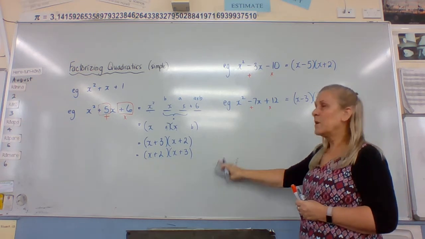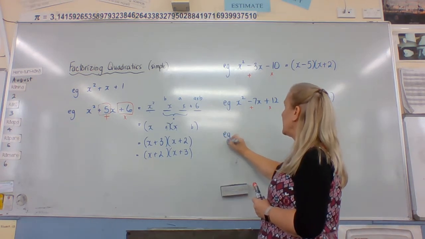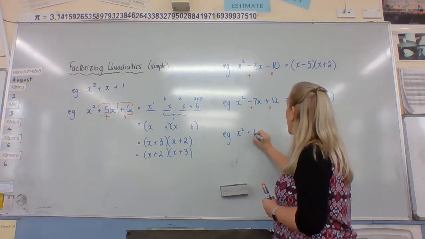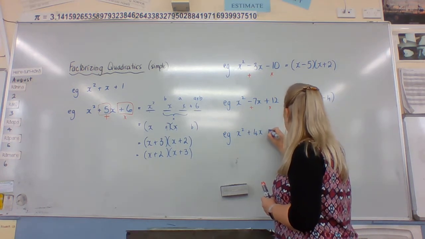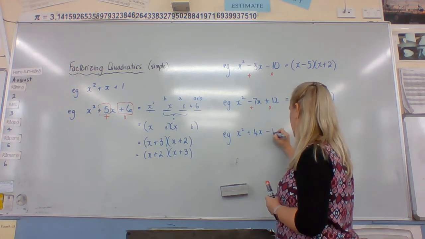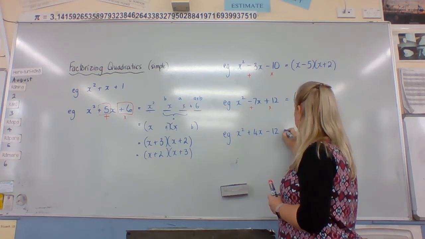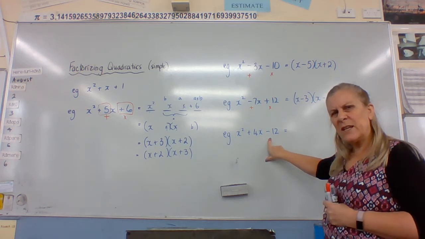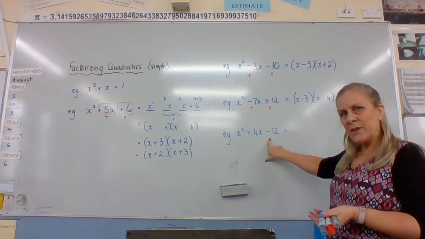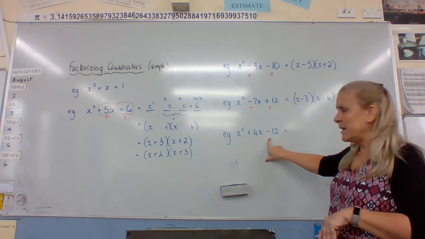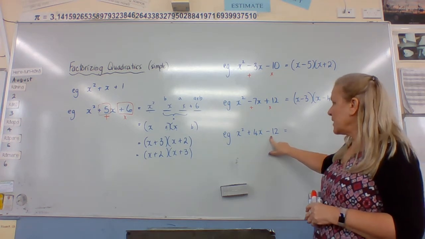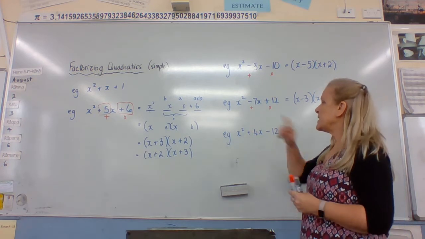I'm going to do one more. Guesses as to what it'll be. Yeah, a positive, negative. Right, so we just went through. This time we have to have a negative 12. That means one of the numbers has to be a positive and one negative, because a positive times a negative gives us a negative. So one positive, one negative, that adds to give 4.